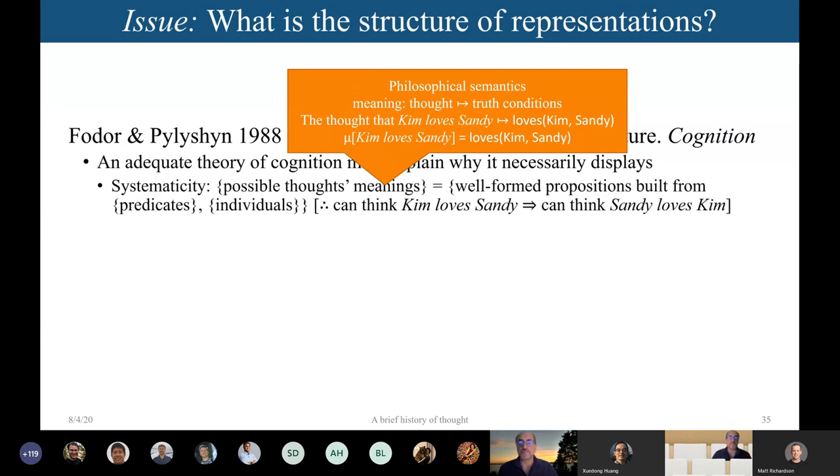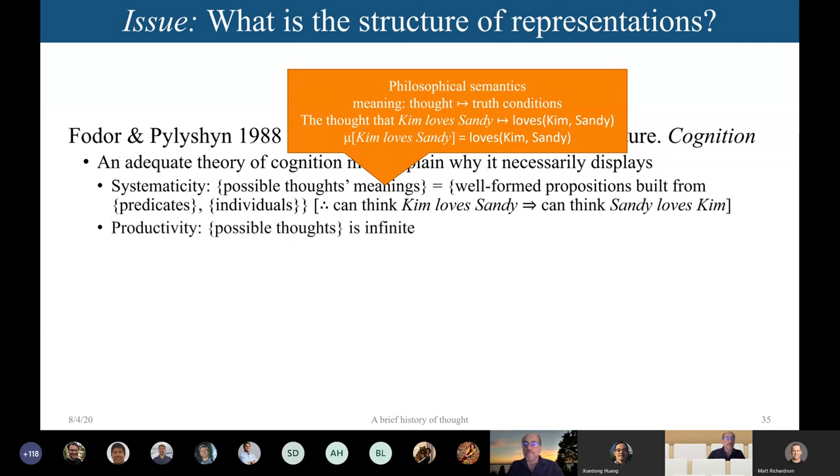Systematicity: the set of meanings of all possible thoughts of an agent is the set of all well-formed propositions built from the sets of predicates and individuals known to the agent. Thus, if an agent can think the thought with meaning loves(Kim, Sandy), they must know the predicate love and the individuals Kim and Sandy, so the agent can also think the thought loves(Sandy, Kim).